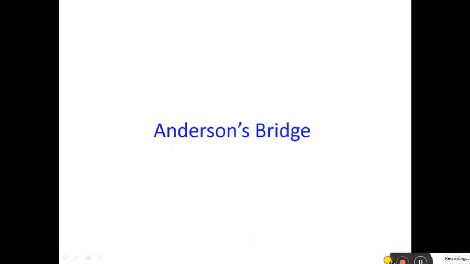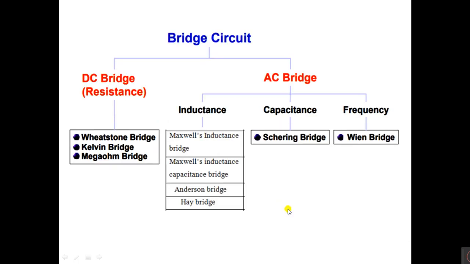Hello everyone. In this session, we are going to discuss the Anderson bridge, which is used to measure inductance. In earlier classes, we discussed DC and AC bridge basics. DC bridges are used to measure resistance. The bridges used to measure resistance are the Wheatstone bridge, Kelvin bridge, mega ohm bridge, etc. Among these, the Wheatstone bridge and Kelvin bridge are the ones in your syllabus.